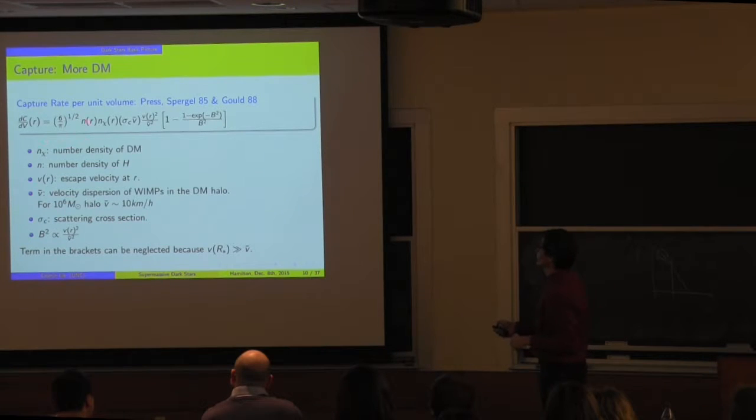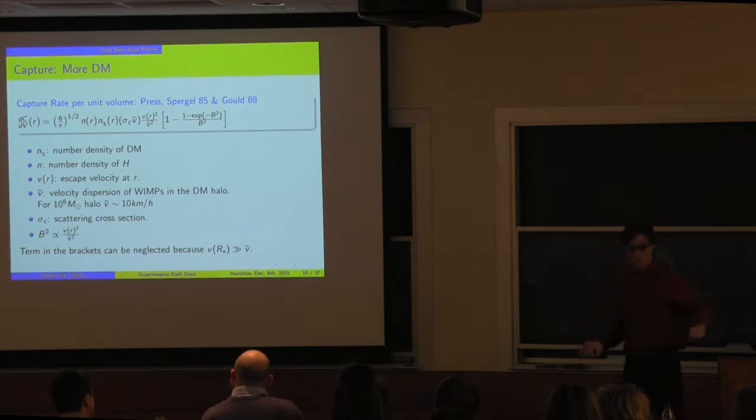And I'm not going to go into detail about this capture rate. I want you to remember only the fact that it's proportional to the number density of baryons, the number density of dark matter, and this unknown here, which is the cross section for collisions. This is a big unknown, right?